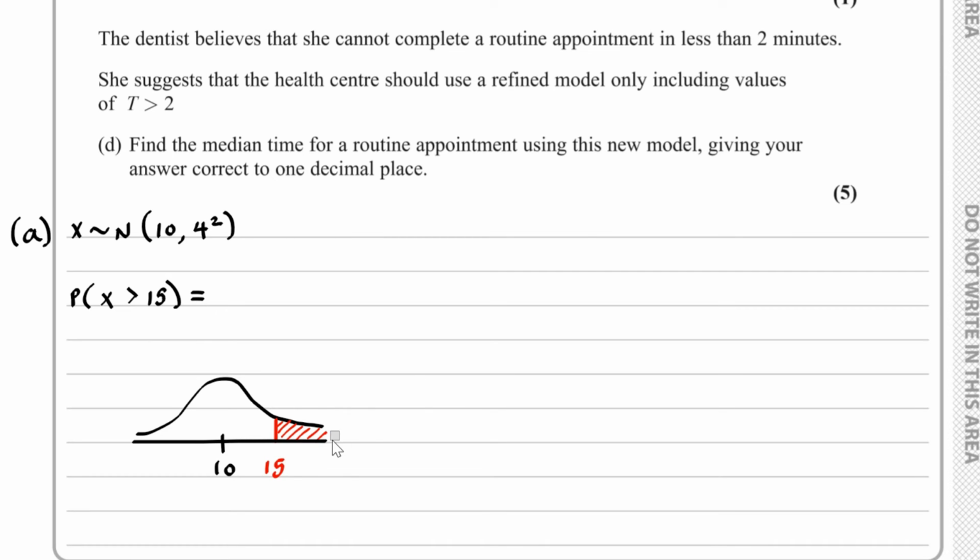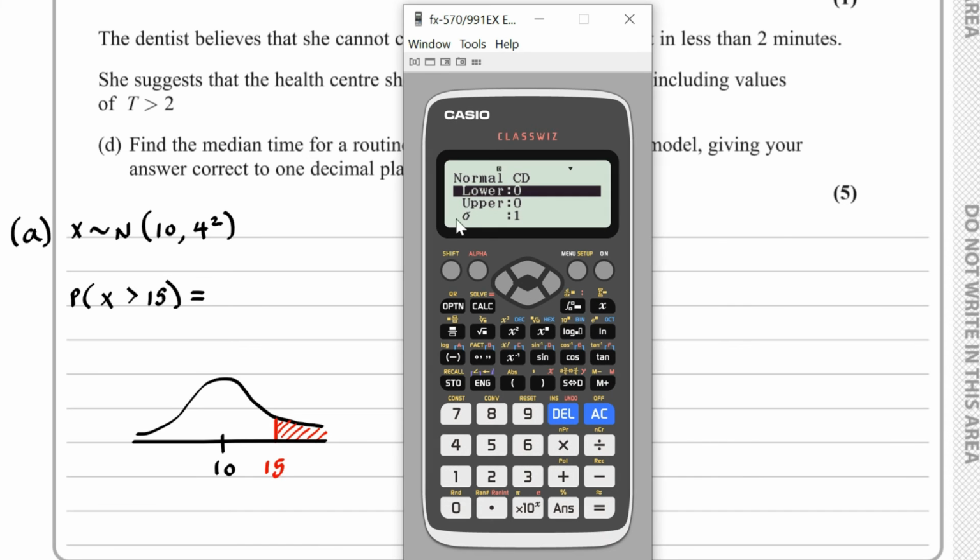Okay, so you can see over here where it says our lower, let's choose 15. Upper, we'll choose something big, something like 1,000,000. Sigma here, that's going to be 4. Mean, that's going to equal 10. So it turns out to 3 significant figures, we get 0.106. So that's the probability.